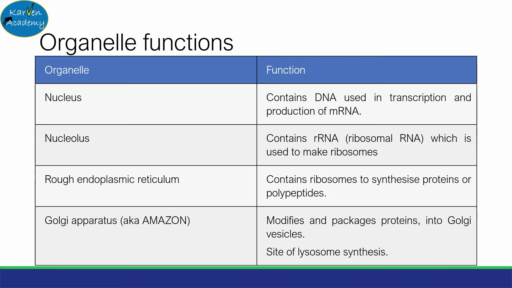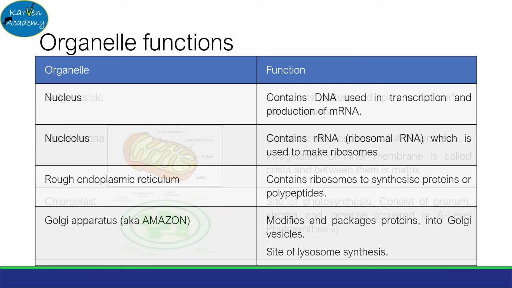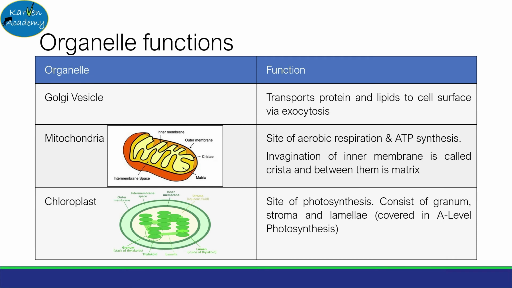And next we have the Golgi apparatus. I like to think of this like Jeff Bezos' Amazon. It mainly modifies and packages proteins into Golgi vesicles and is also the site of lysosome synthesis. The Golgi vesicle is a product of the Golgi apparatus, and its function is to transport proteins and lipids to the cell surface via exocytosis.